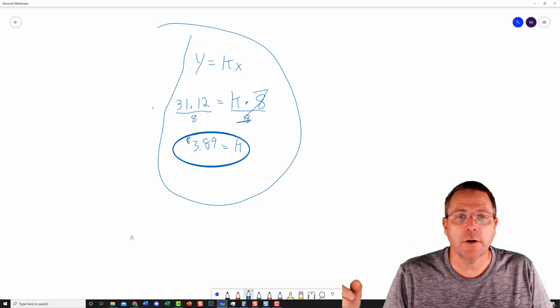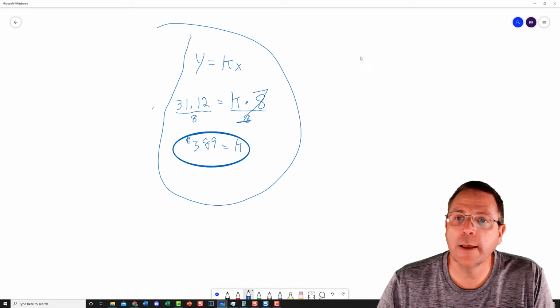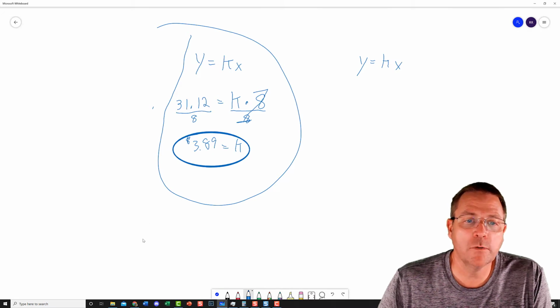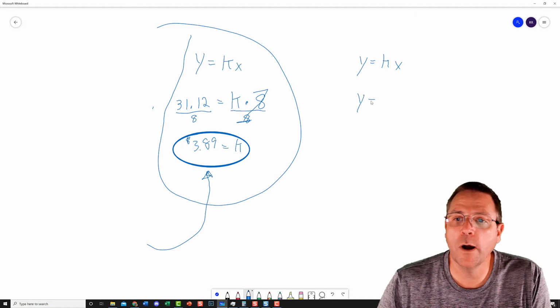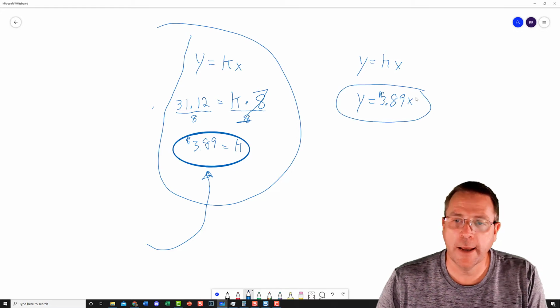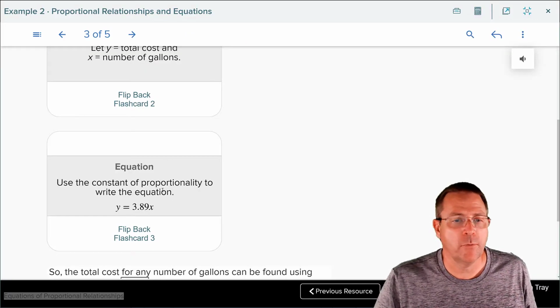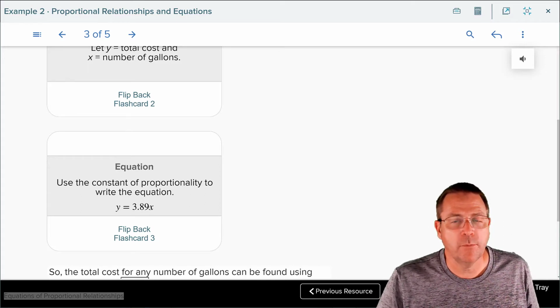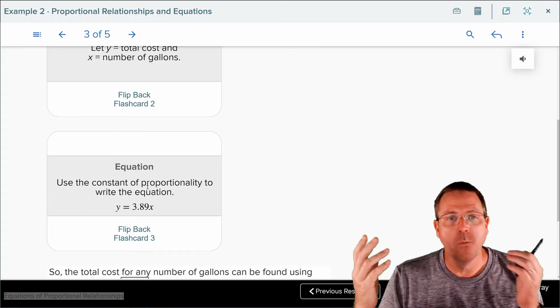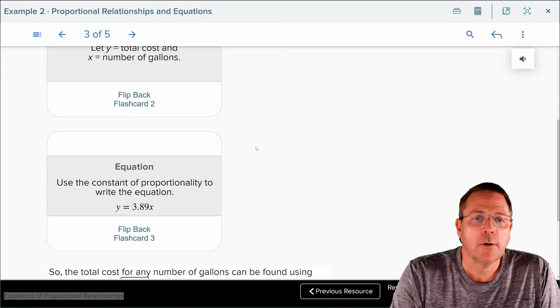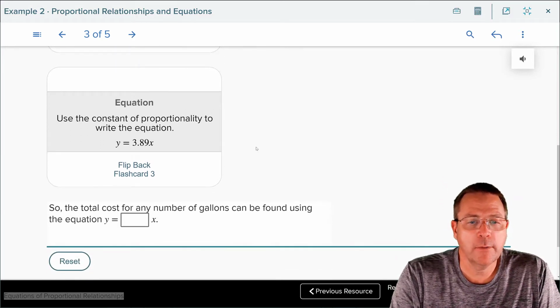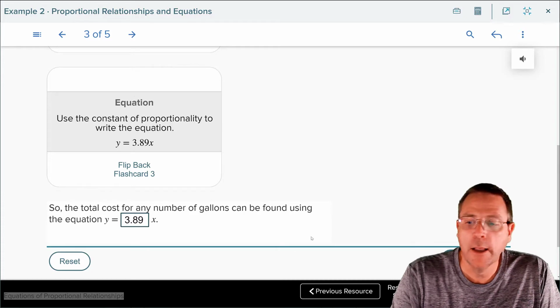Now, if we were to go back to that direct variation equation, y is equal to kx, what did we determine that k was equal to right there? 3.89. Therefore, I can say y is equal to $3.89 times x, and that is exactly what they came up with right here. That is answering the final part of this problem, where it wanted us to write an equation relating the cost y to the number of gallons x. So we're going to take right there 3.89, check our answer.